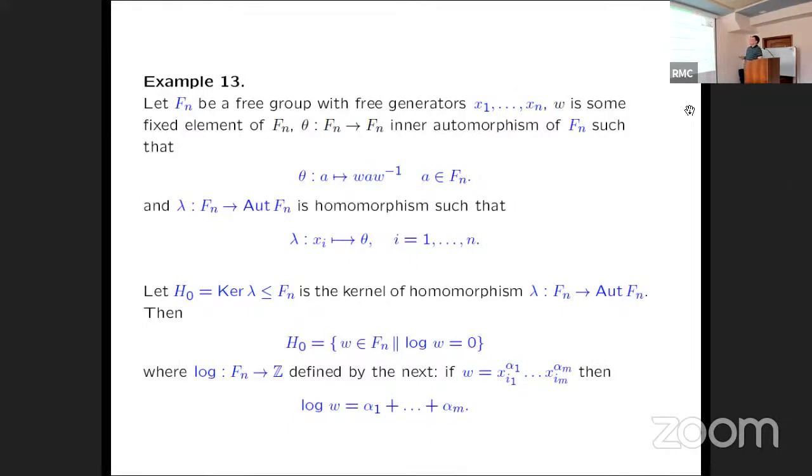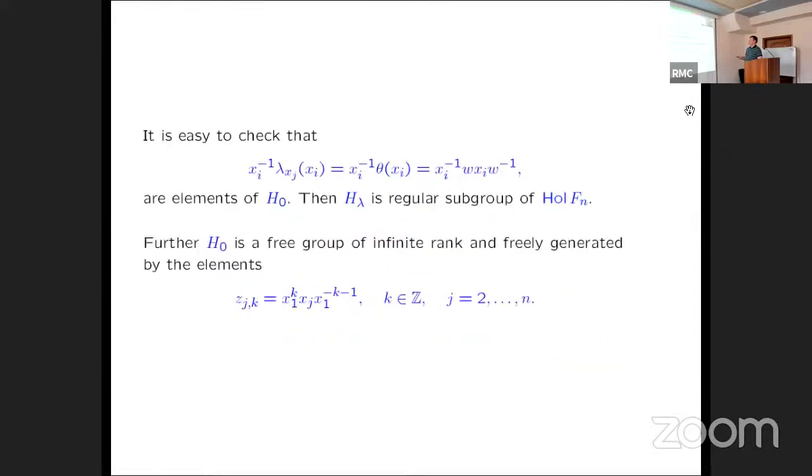Last example, let Fn be free group with generators. Fix some W from Fn, define theta as automorphism, conjugation by this element W, and take lambda of the next form. Then we define kernel, and check that we have this equality. It means that H lambda is regular subgroup.